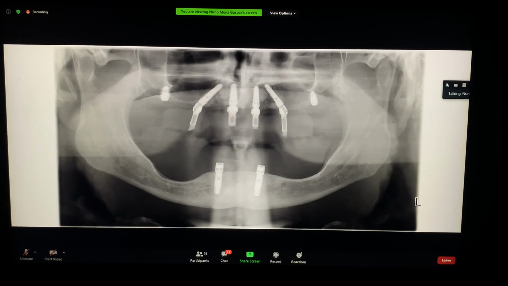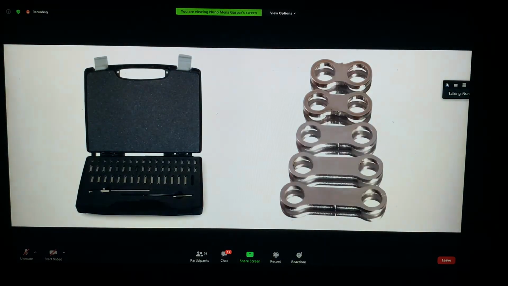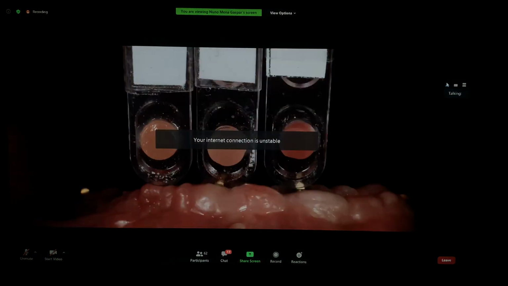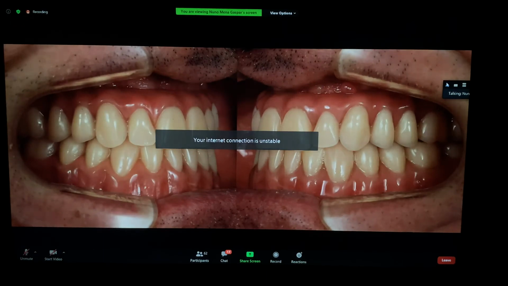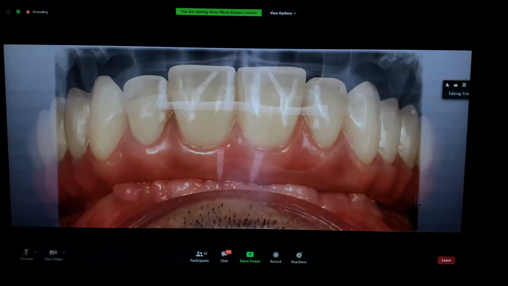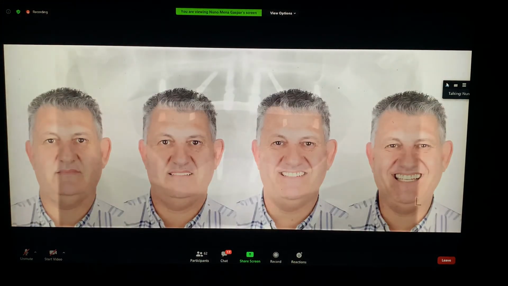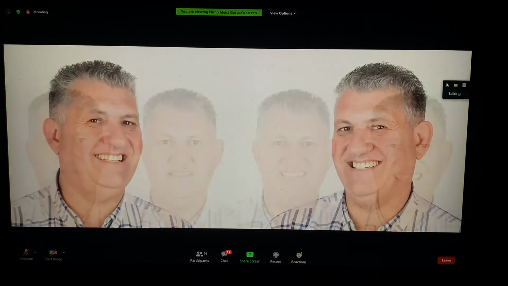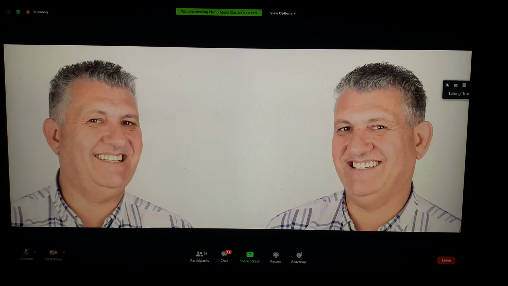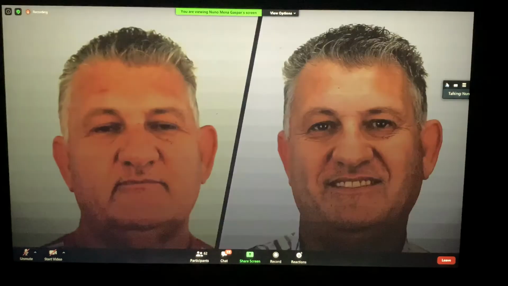Okay, so I'll show the end of this case. This is the final prosthesis, with a good amount of bone. My patient was happy, and I was happy, because the result was very nice.